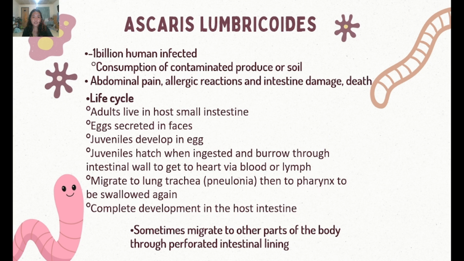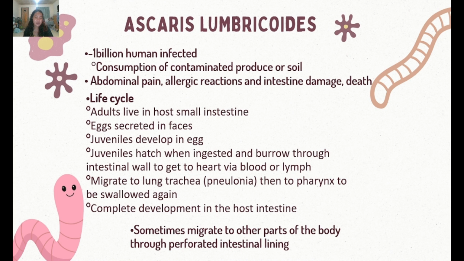After your intestine, they enter the blood, go to your lymph, to your heart, then migrate to your lung trachea. Some people infected with this disease get pneumonia. From the lung trachea they go to the pharynx, then they are swallowed again, go back to the gut, and then to the intestine where development is completed. That is the whole cycle.